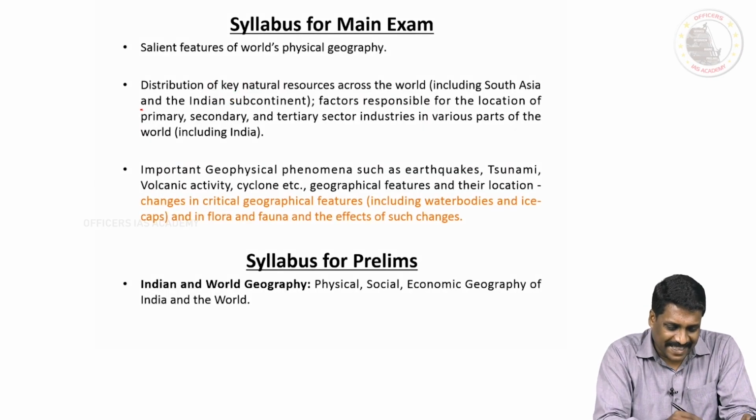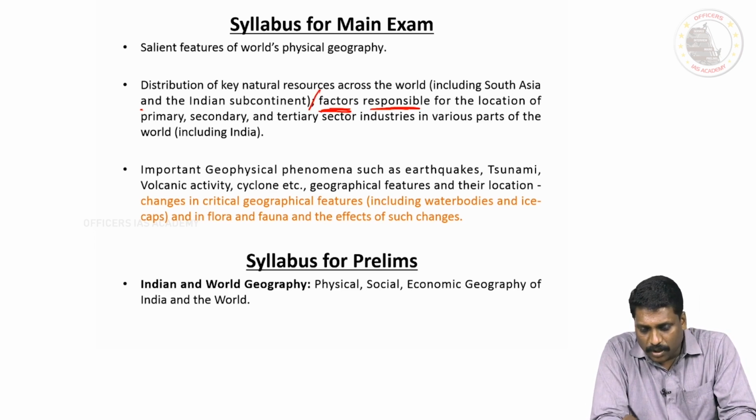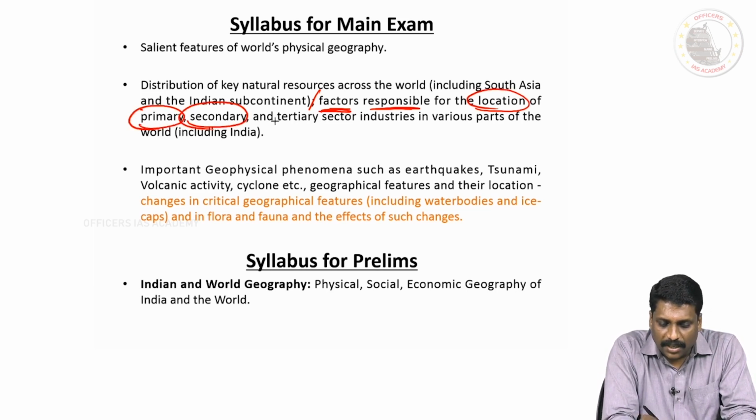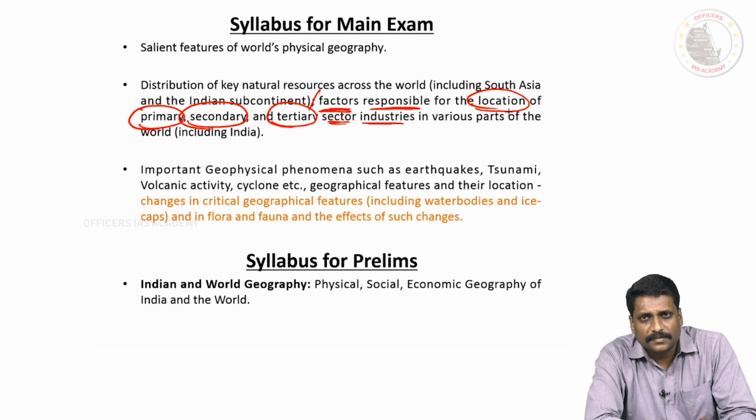Now going for the second part. It says factors responsible for the location of primary, secondary and tertiary sector industries in various parts of the world.